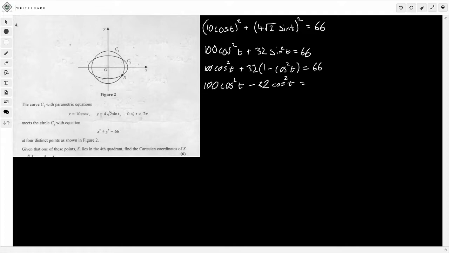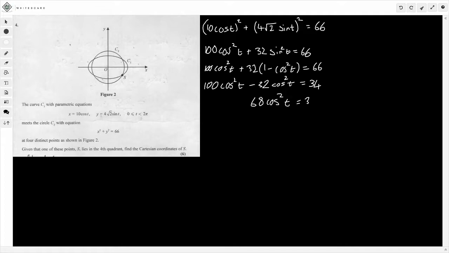And that's going to be equal to 34. So 66 minus 32 gives us 34. So nearly there, let's keep simplifying. 100 minus 32, so that's going to give me 68. So we have 68 cos squared t. Cos squared t is going to be equal to 34.